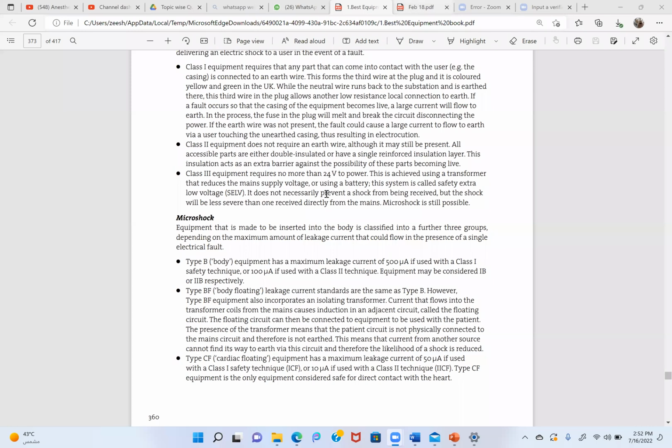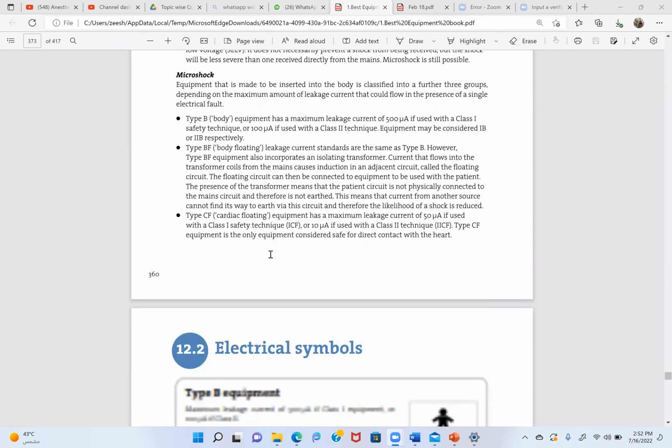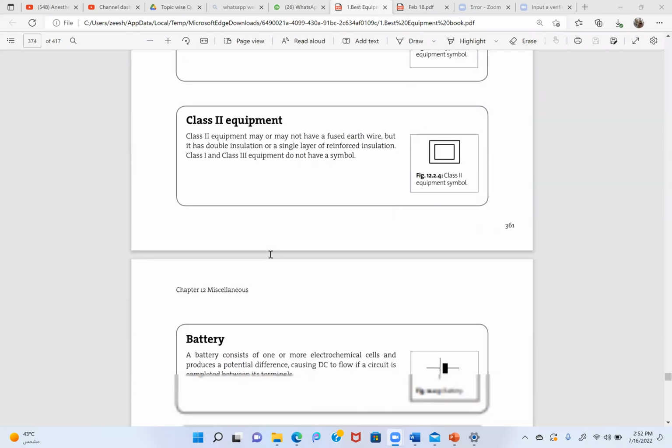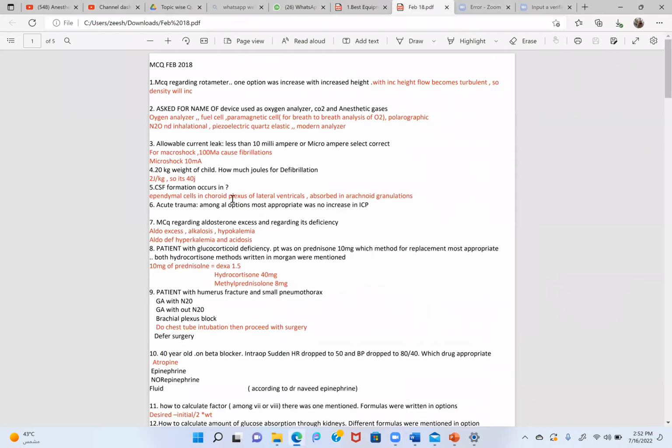But macro shock is 100 milliampere. I will have to prepare this topic before discussing with you. But from here you can get the answer for this MCQ. Okay, let us find. Yeah, defibrillation joule. It is 2 joule per kg. I suppose it is 4 joules per kg. What do you think? Sir, it's 2 joules per kg, sir, I suppose.